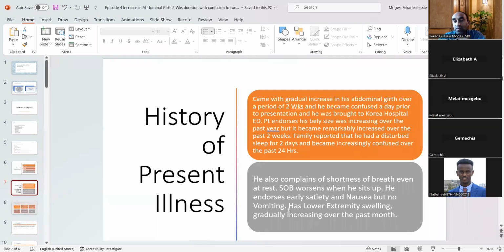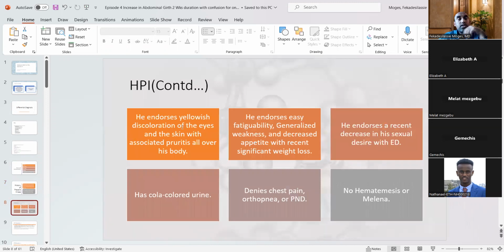So I have nausea but no vomiting, has lower extremity swelling, gradually increasing over the past months as well. And other symptoms, endorses yellowish discoloration of the eyes and the skin with associated pruritus all over the body. Endorses easy fatigability, generalized weakness. You didn't ask about that. Decreased appetite, you did. Recent significant weight loss, you have asked it. Endorses a recent decrease in his sexual desire with erectile dysfunction. You didn't ask about this.